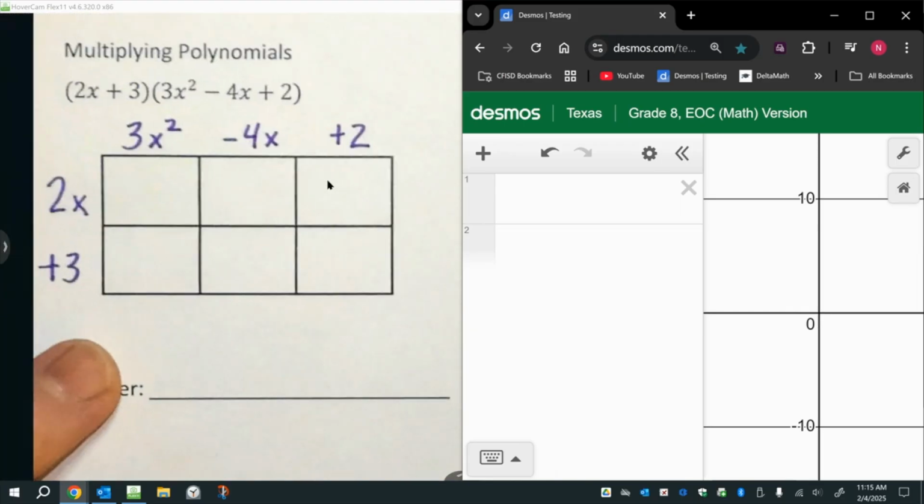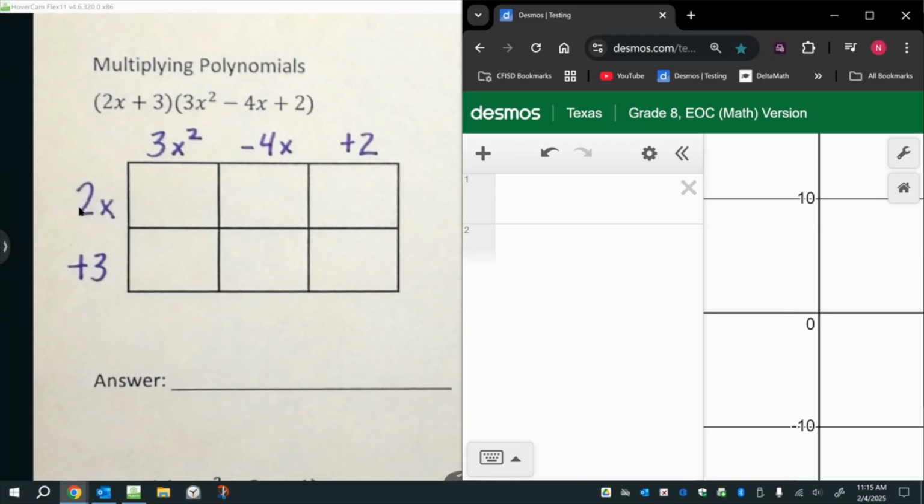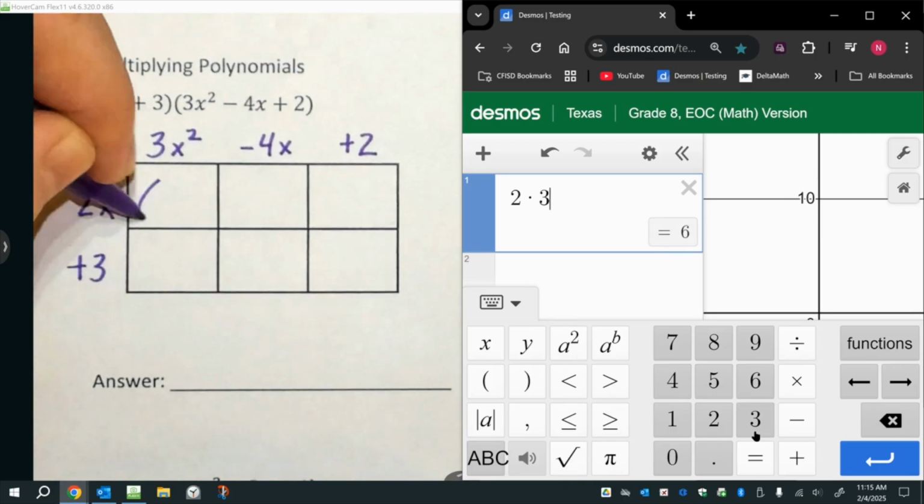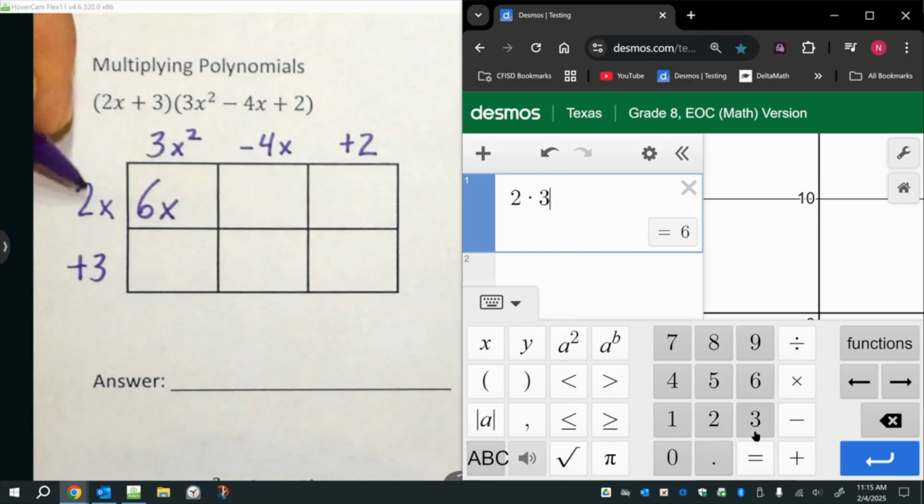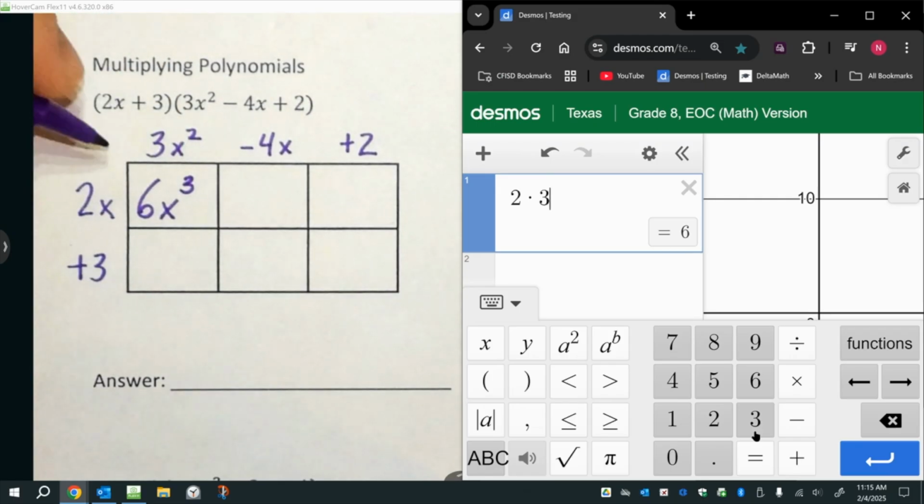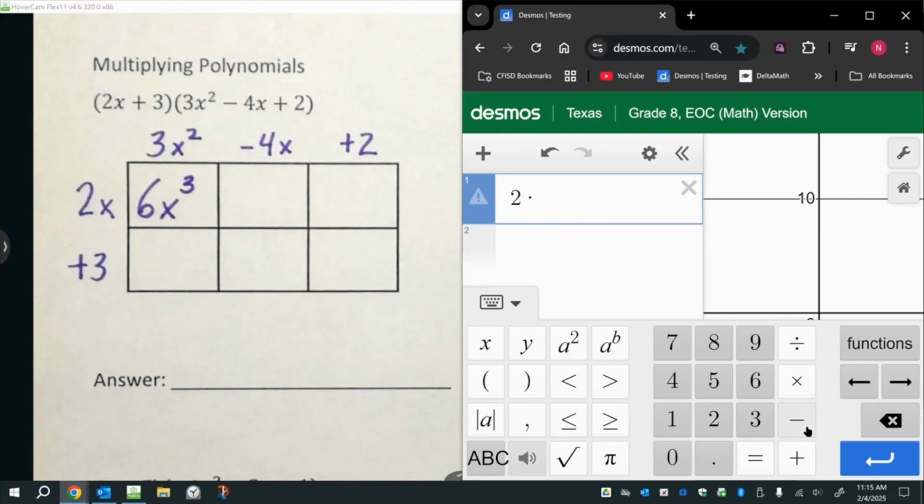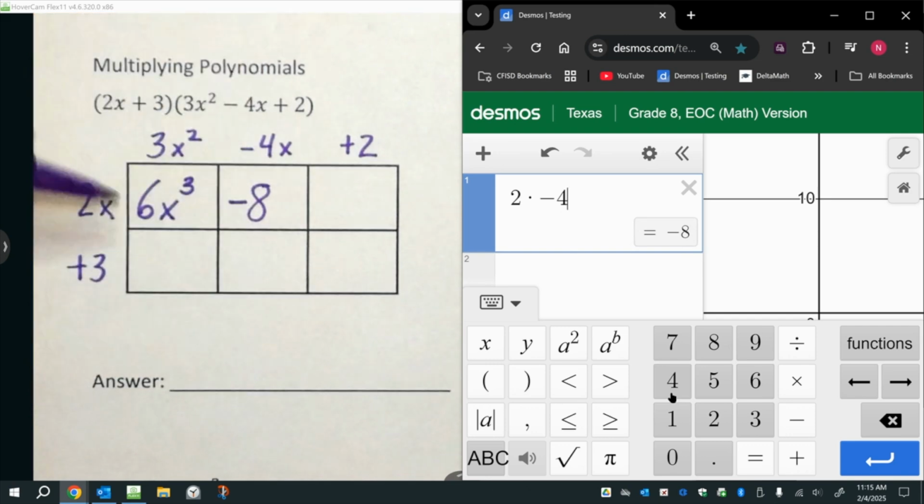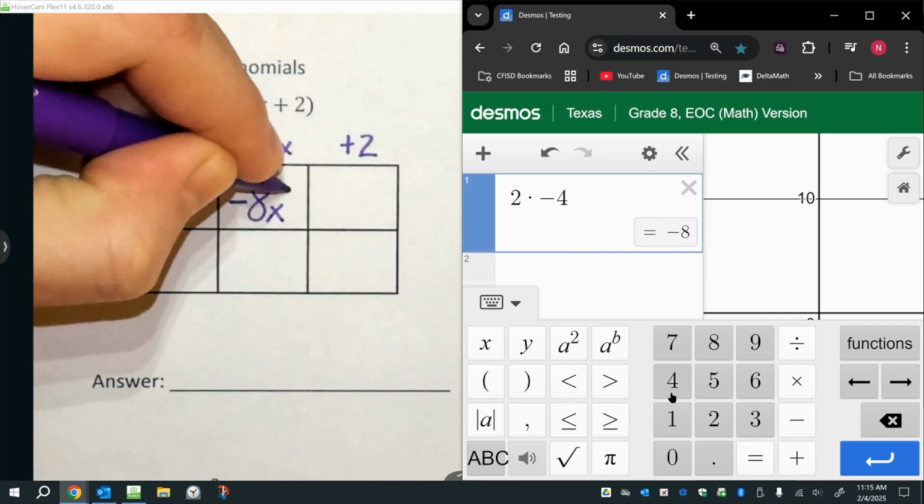Okay, so let's blow this up a little bit. All right, so I'm going to take 2 and multiply it with 3, right? It's 2 times 3. If you're not sure, type it in. 2 times 3. Oh, 6. And that has x squared, that has an x, so now this is x cubed. All right, 2 and negative 4. So now you're going to multiply it by a negative 4. Negative 8. That has an x, that has an x, so x squared.